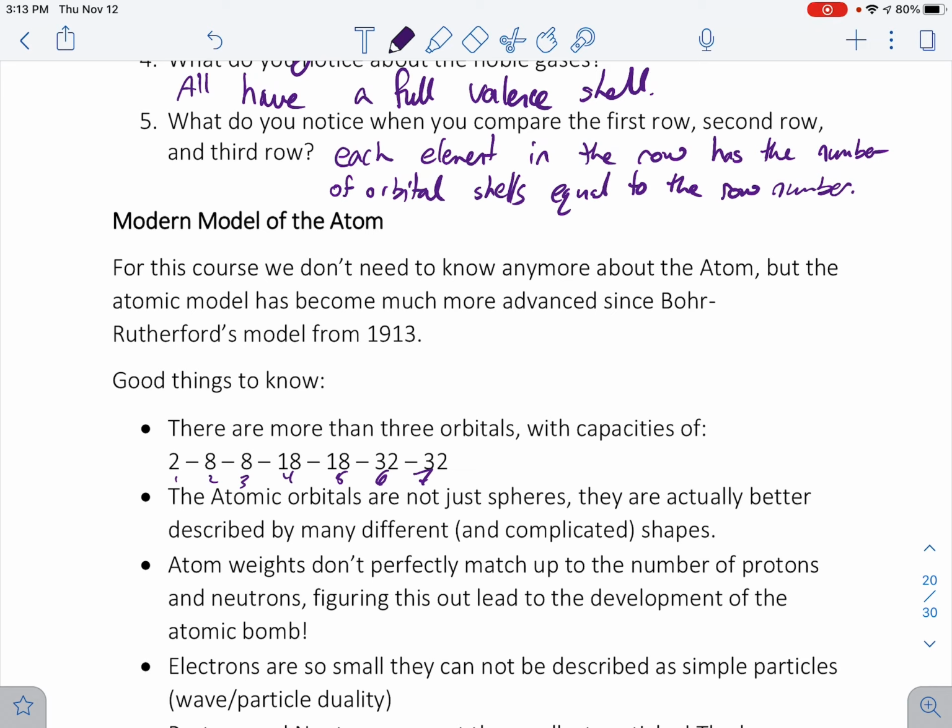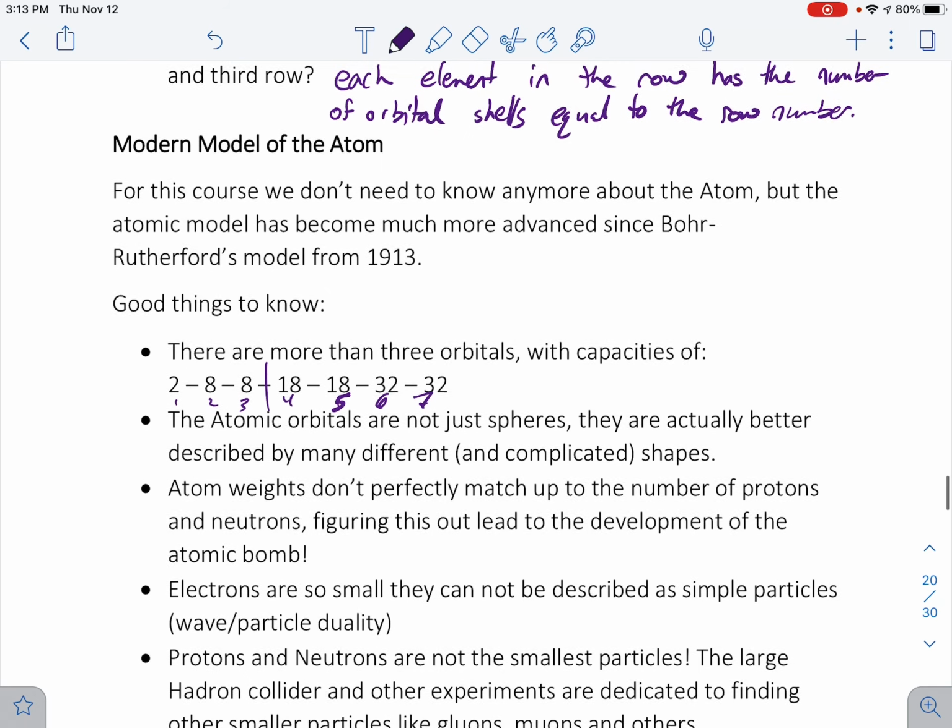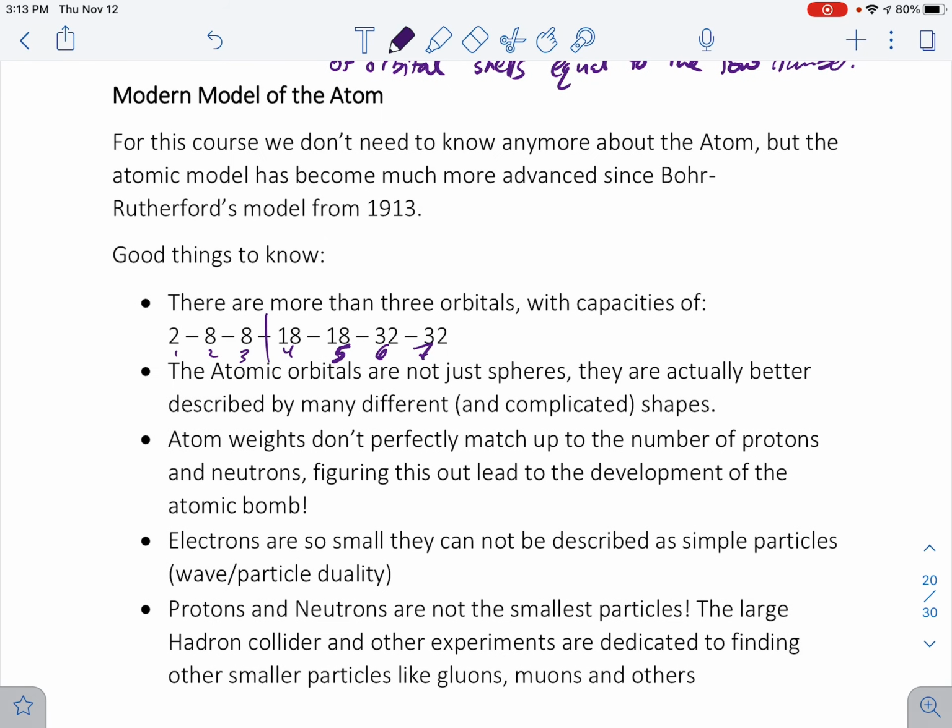The way that electrons organize themselves is they don't always organize themselves nicely into those 7 shells. So we don't do anything past the 3rd shell, just because it's not very clear, or it's not easy to discuss the other shells. The atomic orbitals are not just spheres, they are actually better described in many different shapes, and these shapes have influence on how they do chemistry.